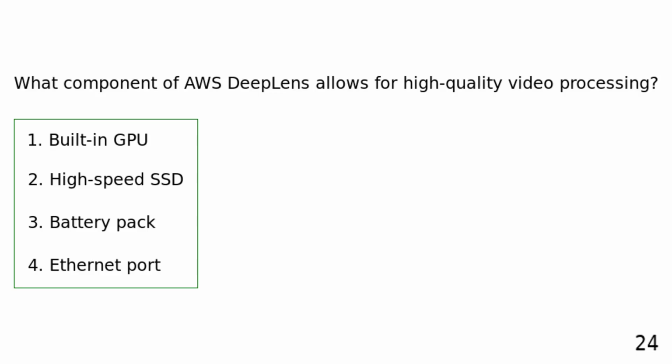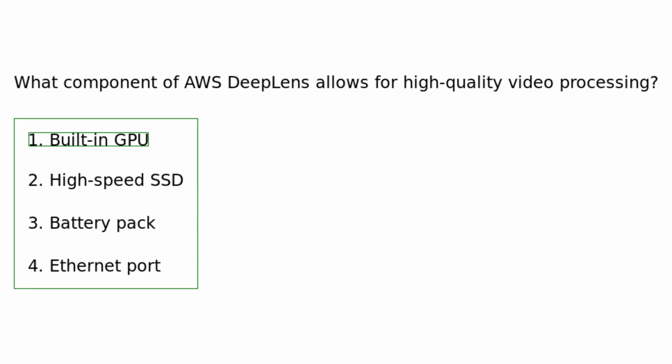What component of AWS DeepLens allows for high-quality video processing? Built-in GPU. High-speed SSD. Battery pack. Ethernet port. The built-in GPU in AWS DeepLens allows for high-quality video processing and deep learning inference.